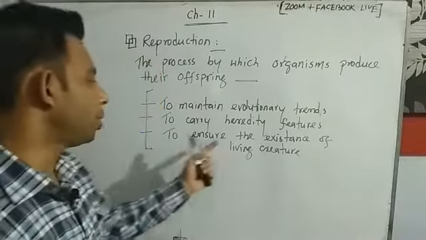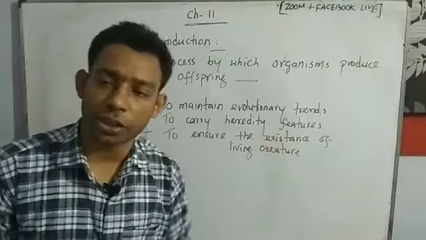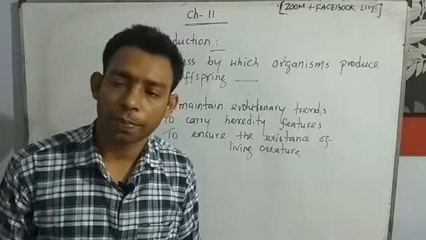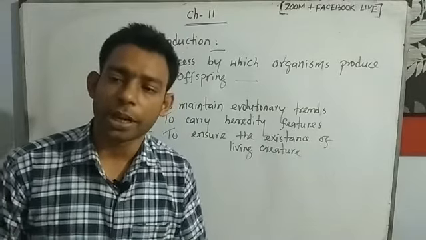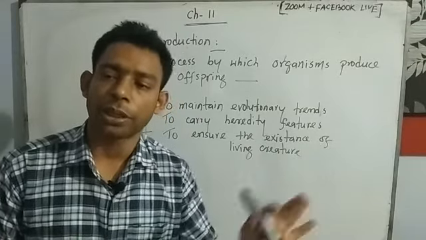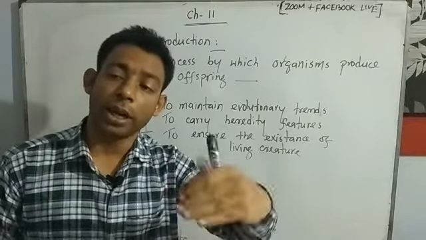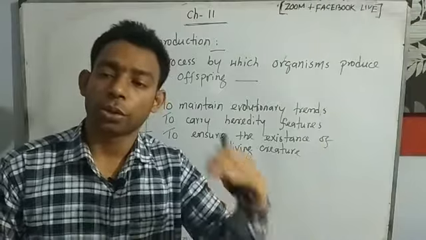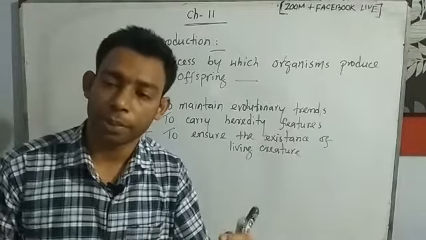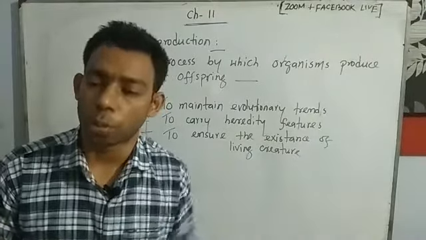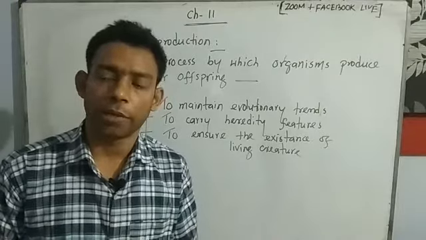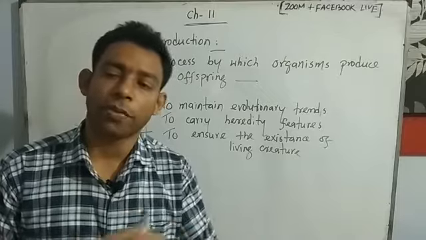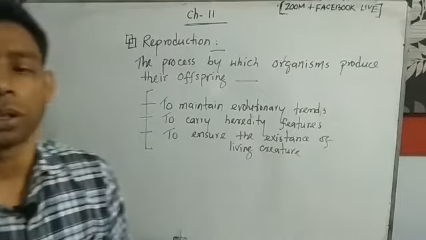And then, to ensure the existence of living creatures. Everyone wants to ensure their existence in the world. Your grandparents may have died or may be alive, but when they were our age, they also thought about ensuring their existence, so that your parents are in the world. In the case of animals and plants, everything has the same features to go on.